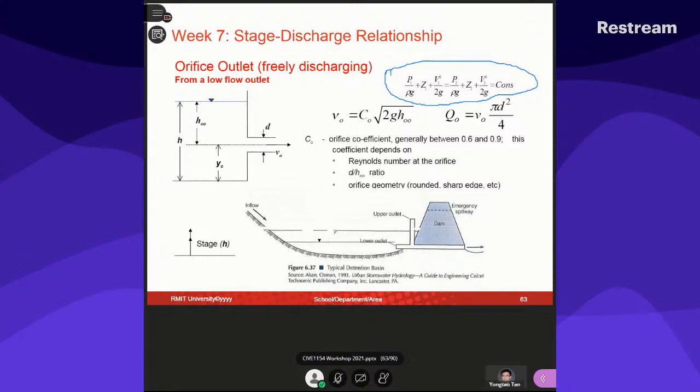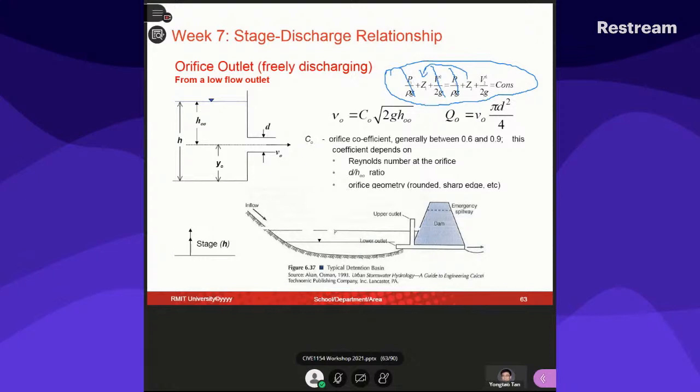So P1 and P2 are the same, and also the inlet velocity V1 is zero. So you can see that only Z1, Z2, and V2 squared over 2G remain. Z, as I just mentioned, is the potential energy. So you can move Z2 to the left side, and you get Z1 minus Z2.